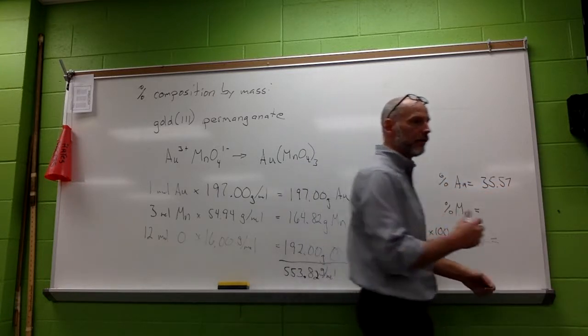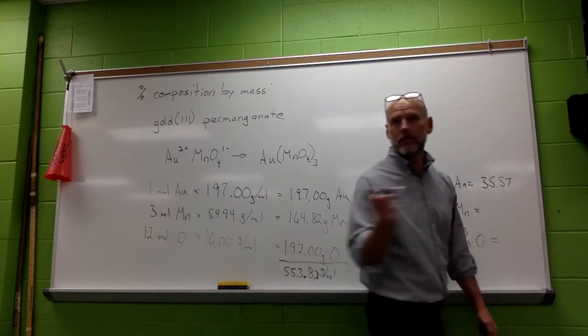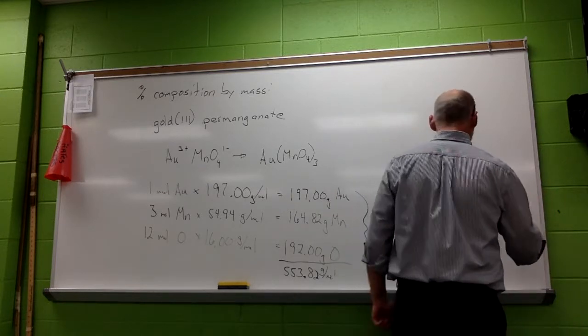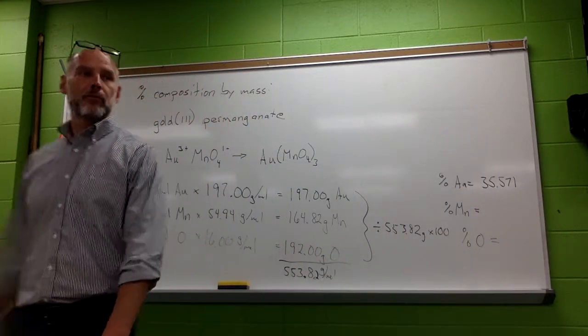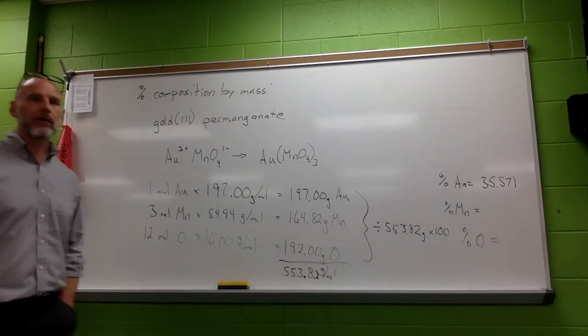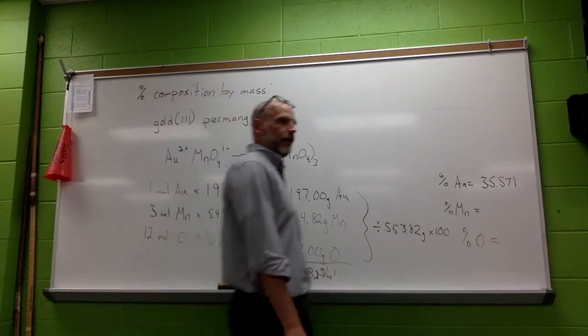Something after 7, so what do you have? Anyone? 7.1? Okay. So there we go. So the percent of gold is 35.571. What about the manganese? Trinity.